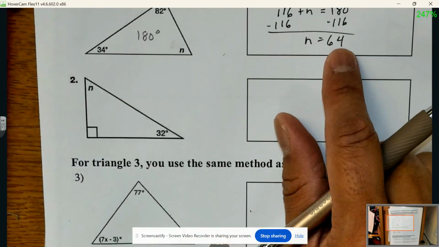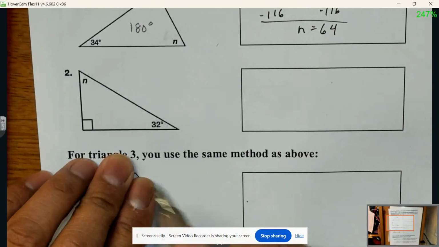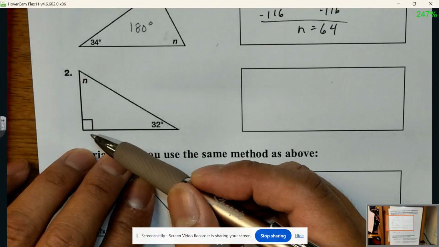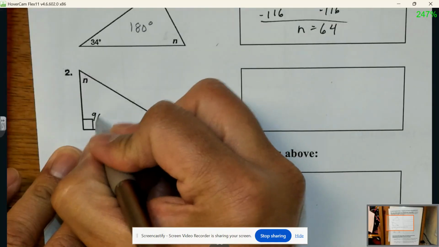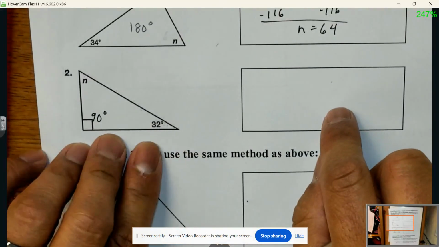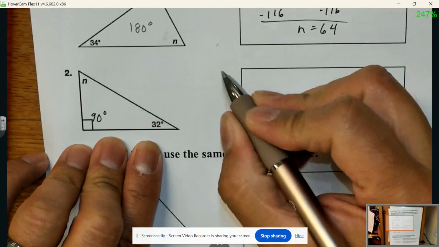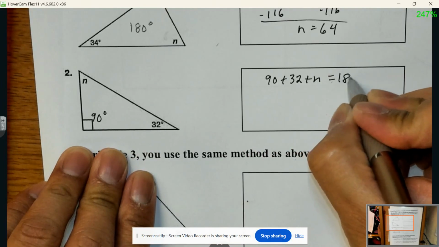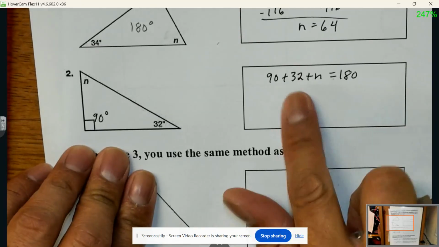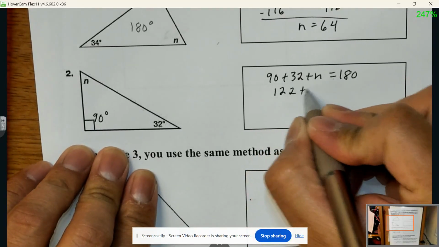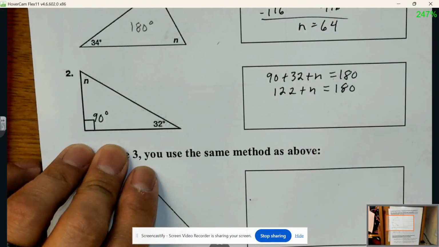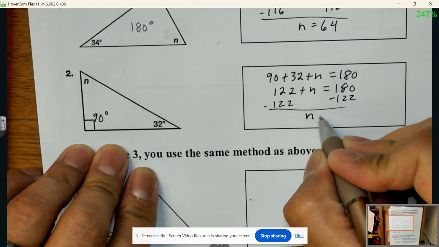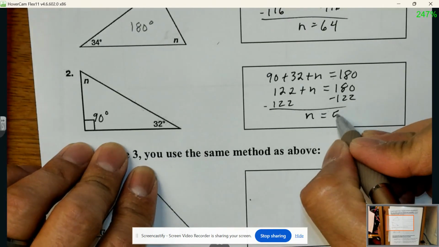So if we look at our second triangle, how do we solve for this missing angle? Well, we have two missing angles. Actually, when we look at this symbol, that means 90 degrees. This is a 90-degree angle. This is the symbol for a right angle. So to solve this one, it would be 90 plus 32 plus n equals 180, and then we would just solve it the same way we solved that first one. 90 plus 32 is 122 plus n equals 180, and then we subtract 122 from both sides, and we get n is equal to 58 degrees.